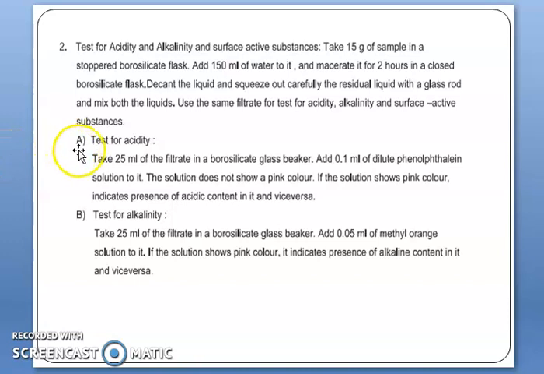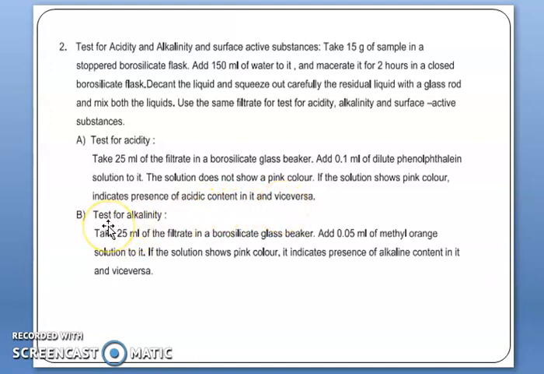In that, first, test for acidity. Take 25 ml of the filtrate in a borosilicate glass beaker, add 0.1 ml of dilute phenolphthalein solution to it. The solution does not show a pink color. If the solution shows pink color, it indicates presence of acidic content in it and vice versa.